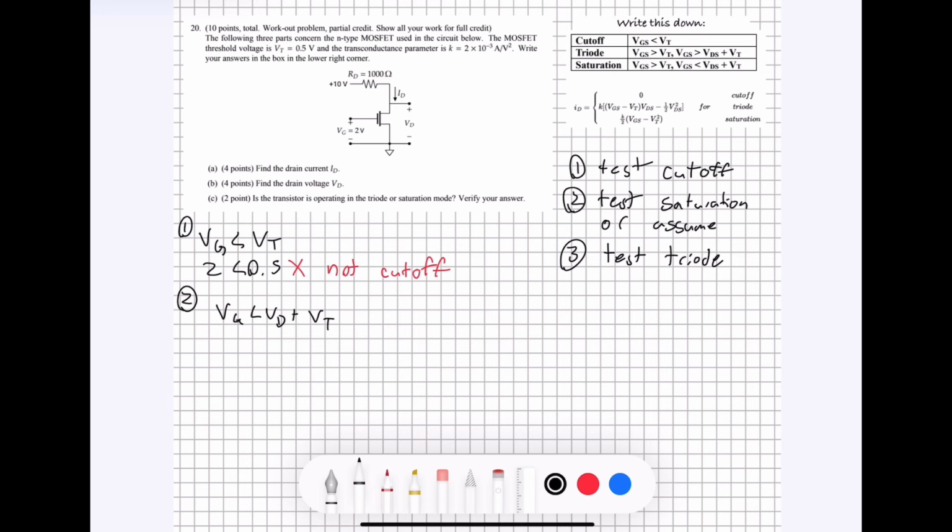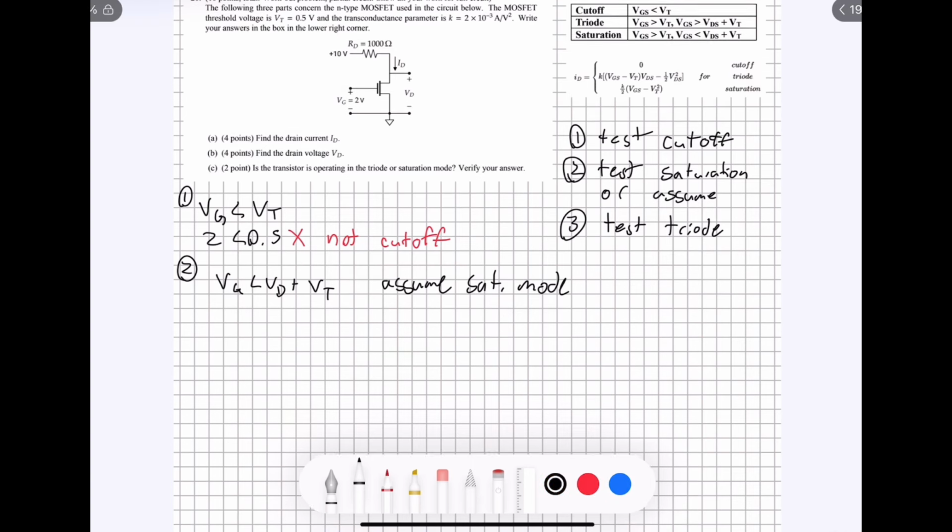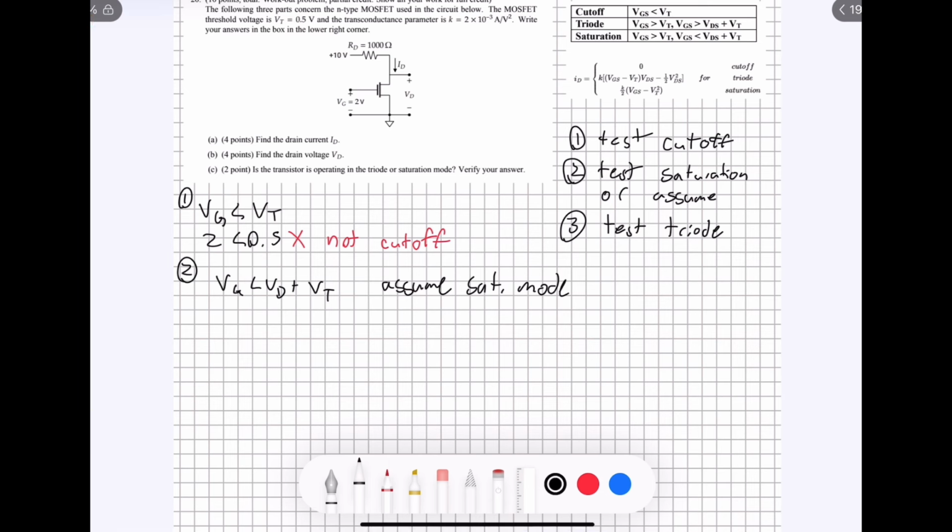So what we do in this situation is we tend to just assume saturation mode. And then we solve for VD based on the assumption that this transistor is in saturation mode. And then at the end, we can go back and plug our values back into this inequality that we have right here to check if we got it right in our assumption or not. So if we are assuming that this circuit is in saturation mode, first thing we want to do is to solve for this current here, because using this current, we will be able to solve for VD.